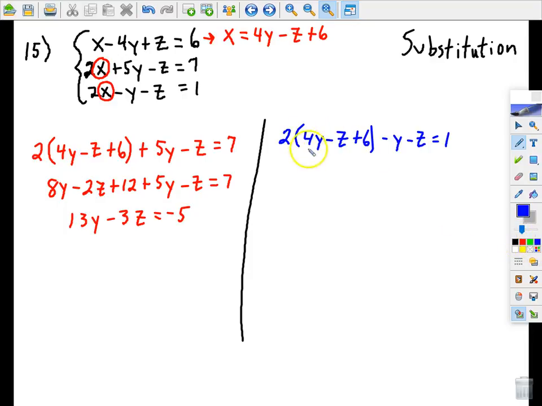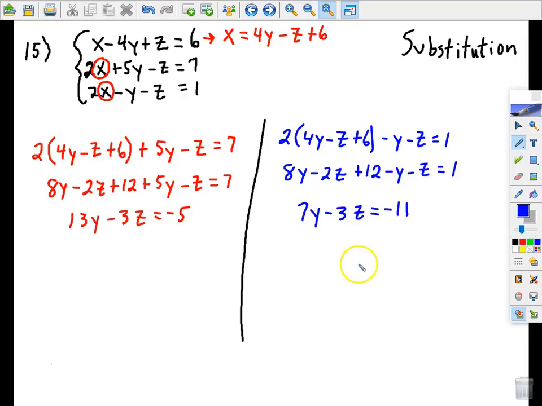Okay, on the blue side, distribute. 8y minus 2z plus 12 minus y minus z is 1. Combine the y terms. 8 minus 1y is 7y. Negative 2 minus 1z is negative 3z. And then subtract 12 from both sides, and you get negative 11.